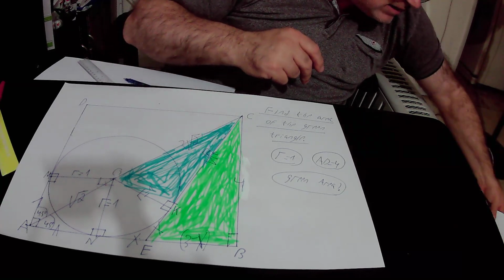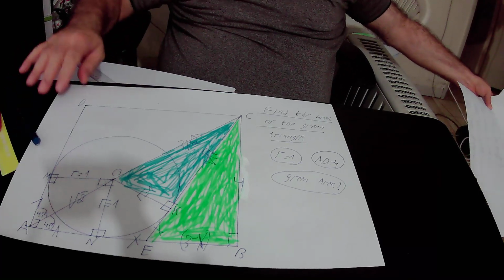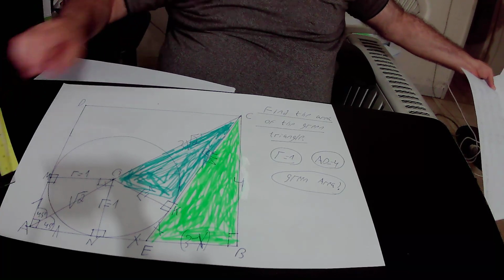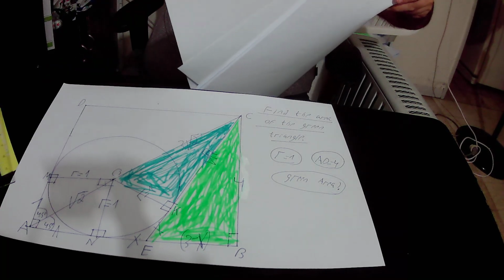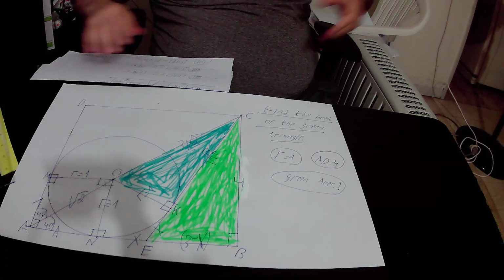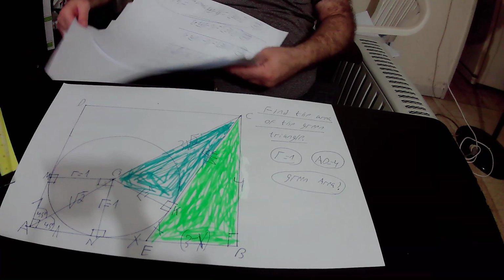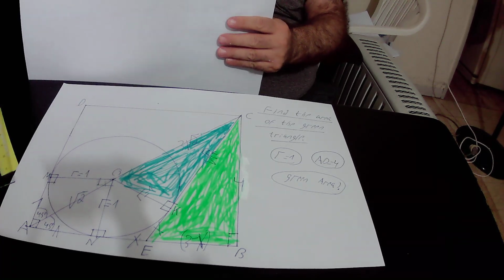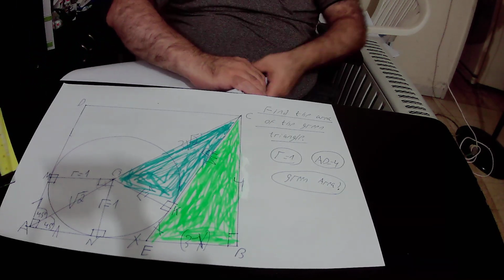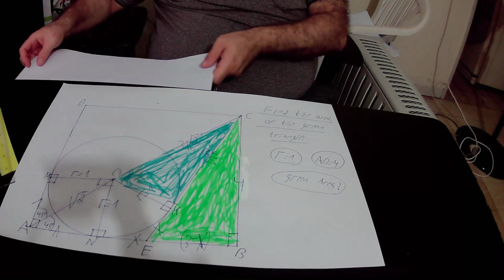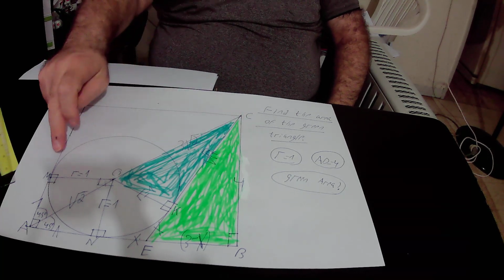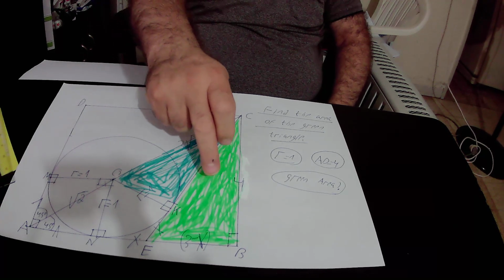So now I will summarize the lecture. Actually, we wanted to find out the area of this green triangle, triangle CBE. We have here the square ABCD. We know that one side of square ABCD equals 4 units. Inside square ABCD we have a circle, the radius of this circle is 1 unit, and we want to find out the area of this green triangle.